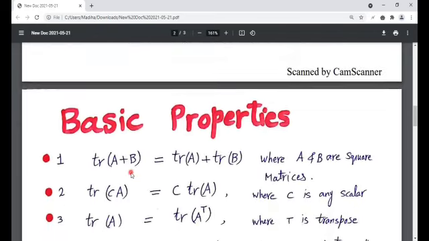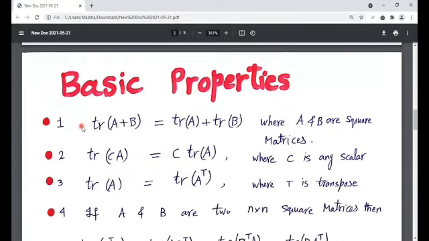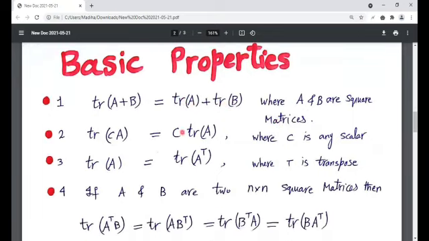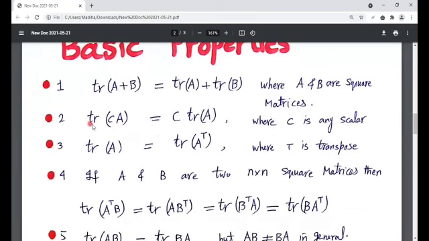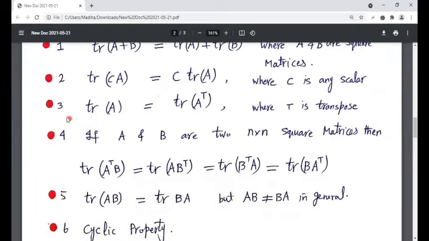Now, its basic properties. First property is that trace of A plus B is equal to trace of A plus trace of B, where A and B are square matrices. Second property is trace of C times A, where C is a scalar, is equal to C times trace of A. Third one is trace of A is equal to trace of A transpose, where A^T represents the transpose.